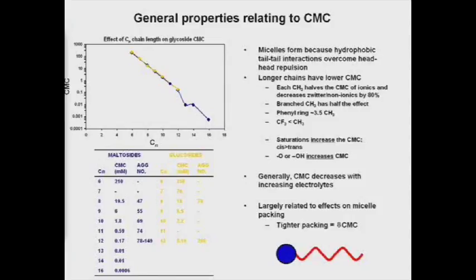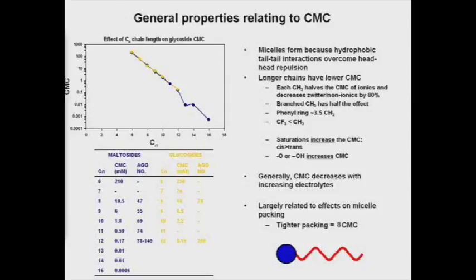Generally, CMC decreases when we start to introduce electrolytes into solution as well. So the CMC of a detergent in water probably won't be the same as the CMC of a detergent in the presence of a salt or an electrolyte, and that's to do with the effect that those counterions have on the interaction of the head groups associated with these detergents. Indeed, a lot of these properties relate to the fact that the CMC is dictated largely by the interaction of these individual detergent monomers.